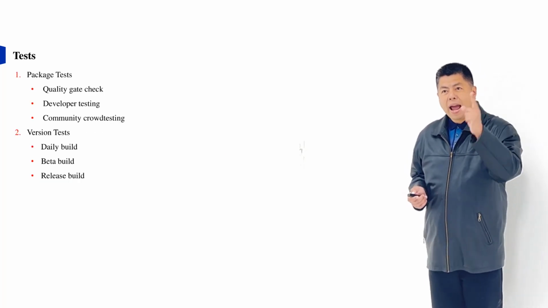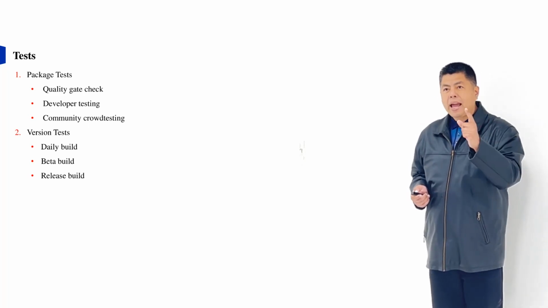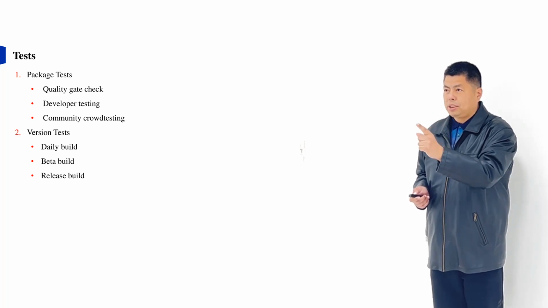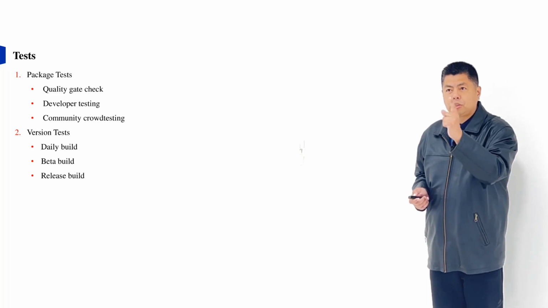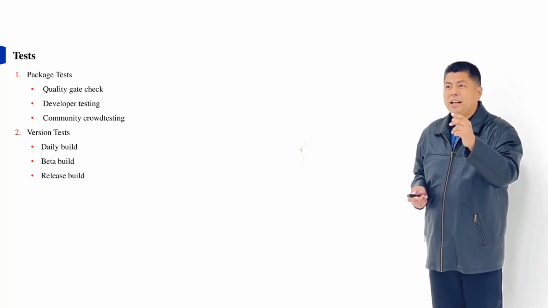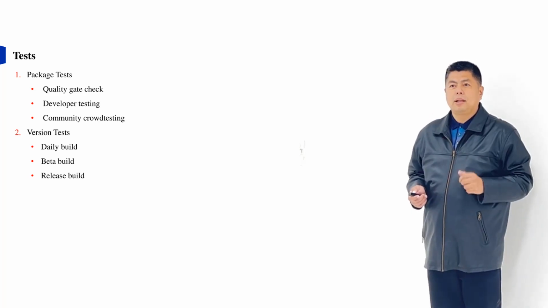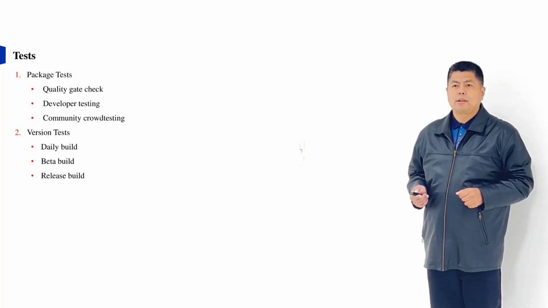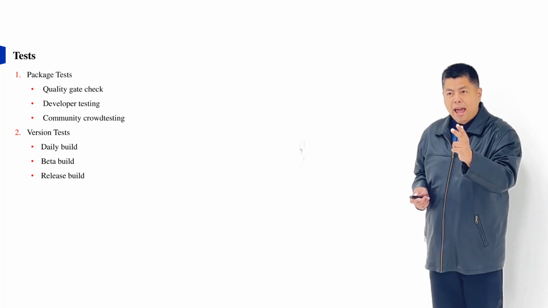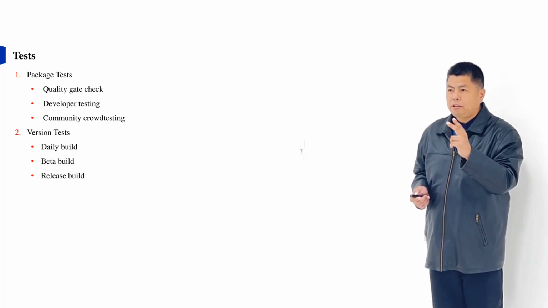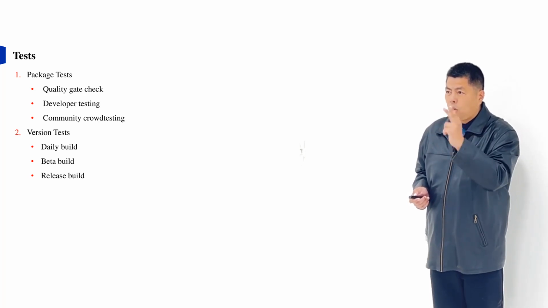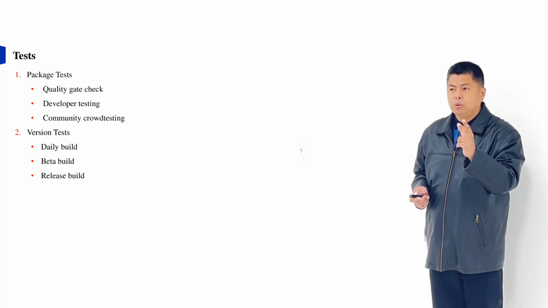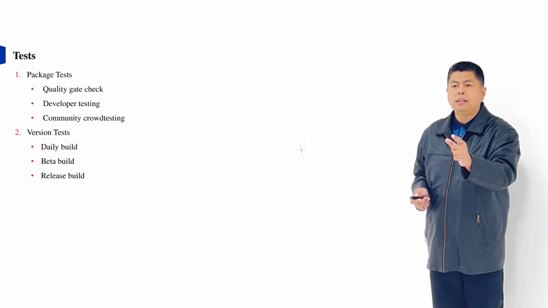We do the testing in package test and version test. Packages released by the openEuler RISC-V community include upstream openEuler community software and RISC-V community original software. The quality of our software packages is assured through the following methods: the quality gate check, developer testing, and community cloud testing. In version test, for the release plan of the openEuler Community Edition, the RISC-V QA team is responsible for the quality assurance of the planned version. The openEuler RISC-V Community Edition build includes the daily build, beta build, and release build.